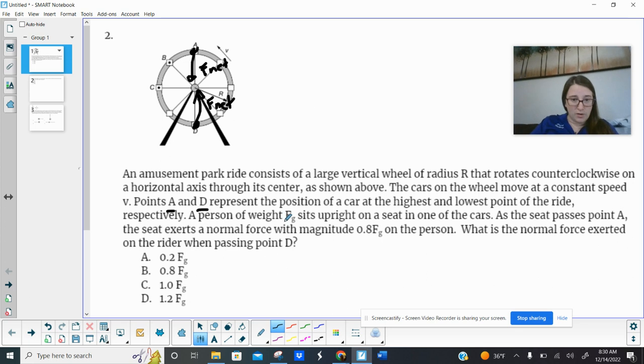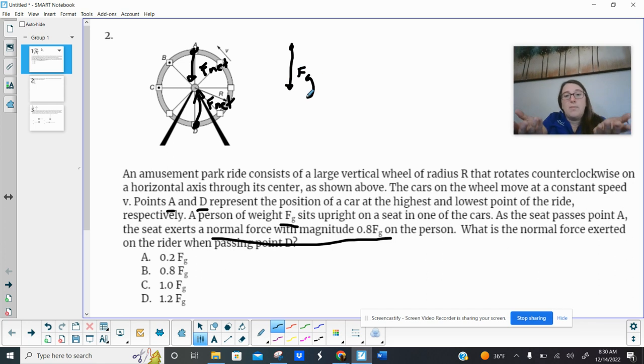So this is a person of weight Fg who sits upright on a seat in one of the cars. As the seat passes point A, the seat exerts... okay, so there's Fn at point A. So what we should have done then is draw a little FBD here at point A. The FBD is actually the same no matter what, technically, at least for the direction of the forces. You have Fg pointing down, but the normal force is what the seat is exerting upwards. So here's Fn. But again, what we know about Fn is that it equals 0.8 Fg.